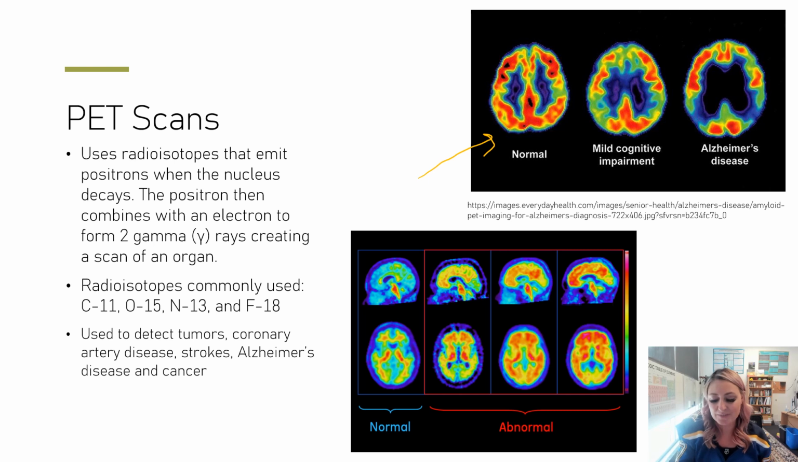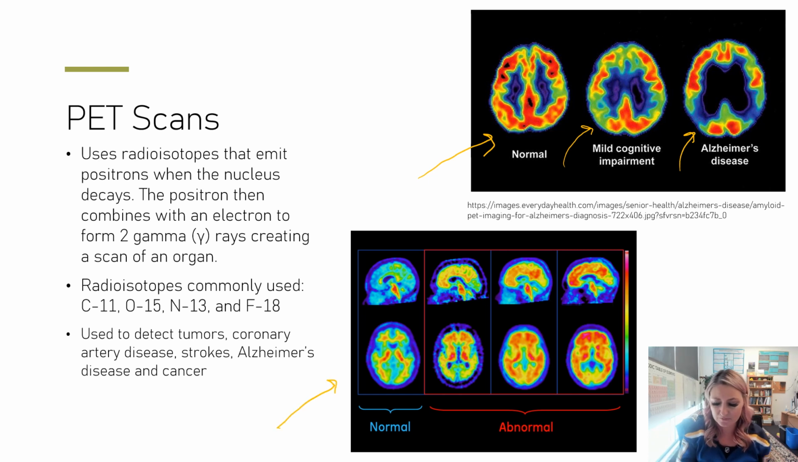With mild cognitive impairment, you can see that there are more of those darker spots, so there's not as much glucose being used, and therefore it's not coming up as bright on the PET scan. And in Alzheimer's disease, we see a larger portion of the brain that is not using a ton of glucose. It's showing a decrease in activity.